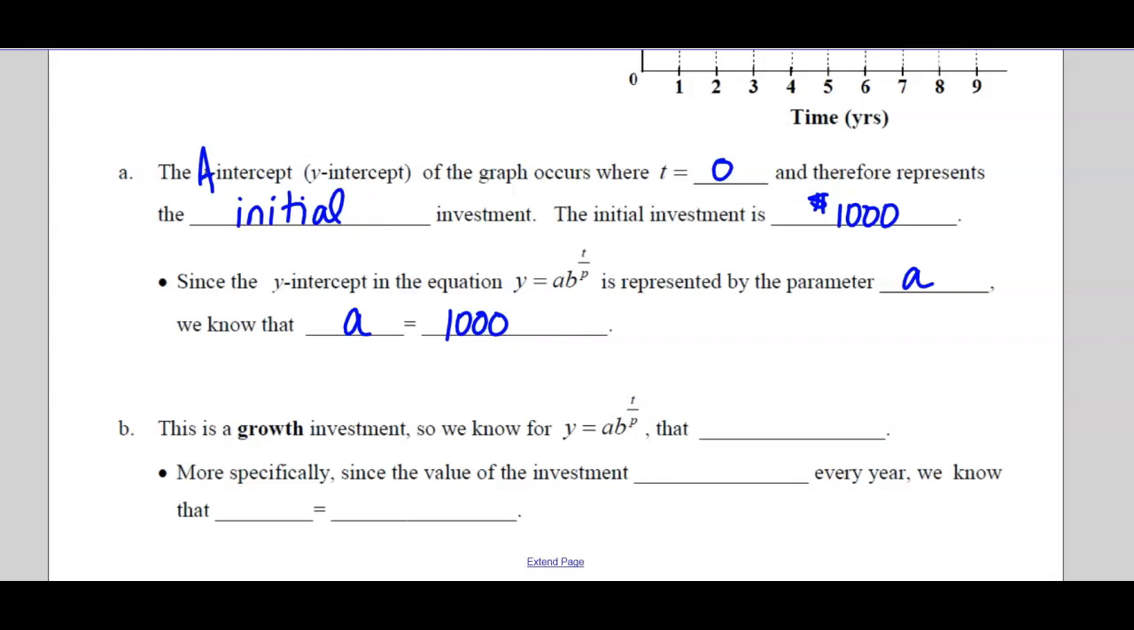So we know for this, if it's a growth investment, that B has to be greater than 1. In this case, we see that it doubles every year. So that means B will equal 2.